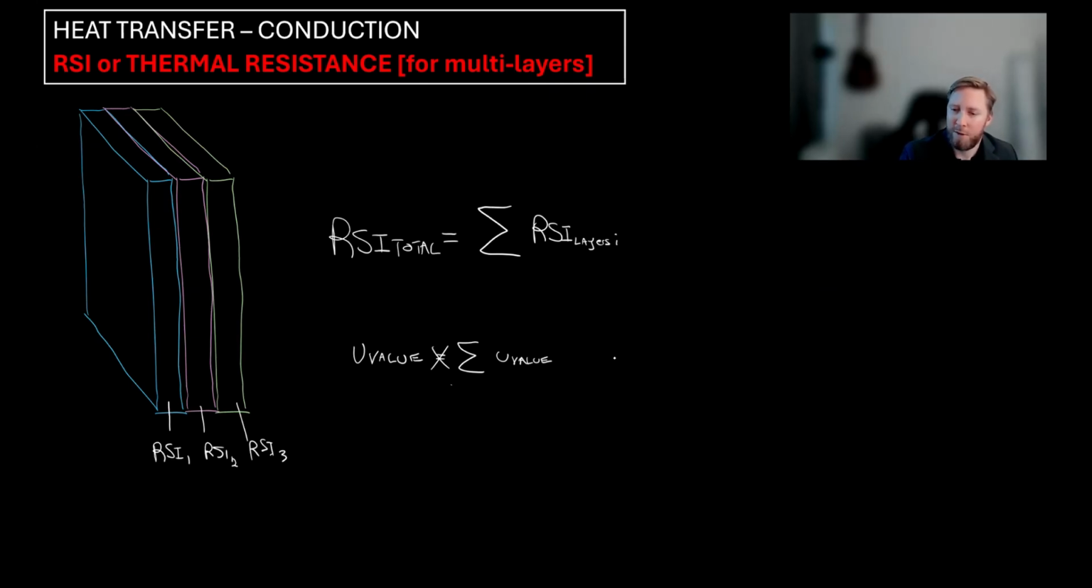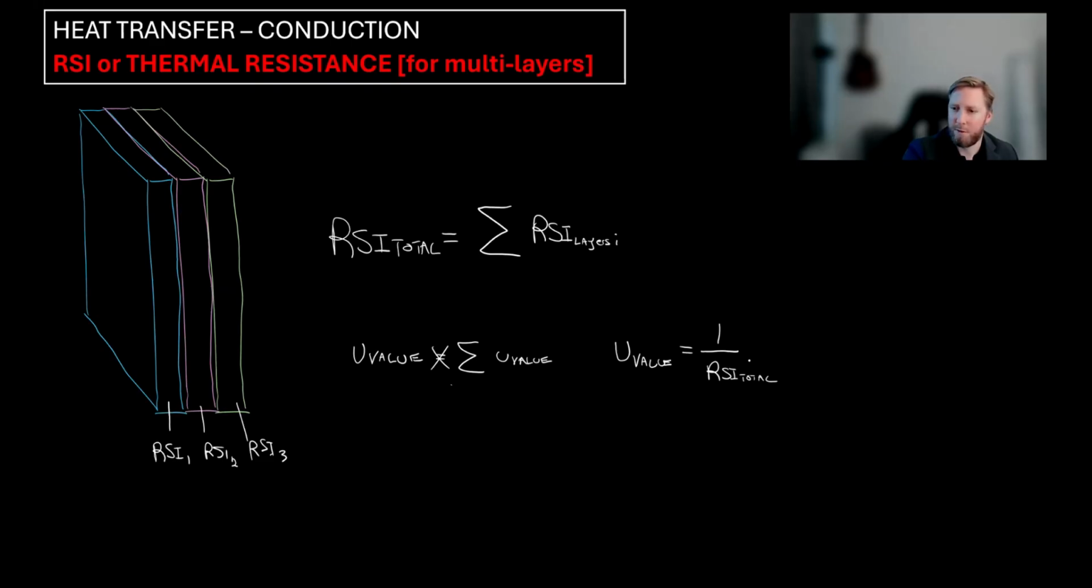So if you need to find the total U value of that wall system, what you'd have to do is take the total RSI and take the inverse of it. So you go 1 divided by RSI total.